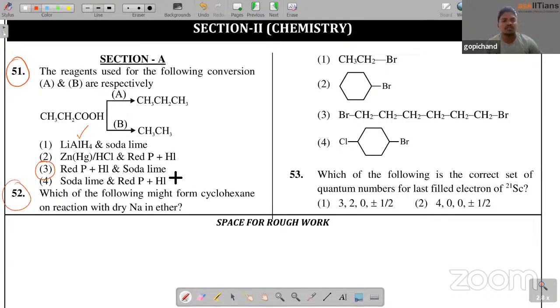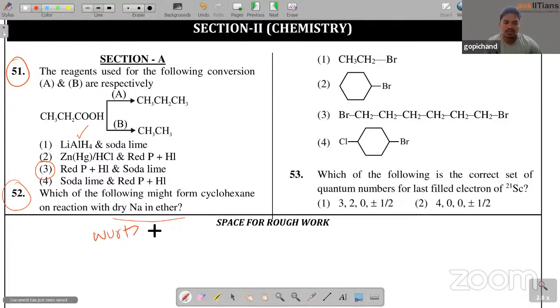This is another important question, guys. Which of the following might form cyclohexane on the reaction with sodium in the presence of dry ether? So can you guys tell me what is the named reaction which is asked in this question? Come on, what is the named reaction? Yes, probably you might guess that is a Wurtz reaction.